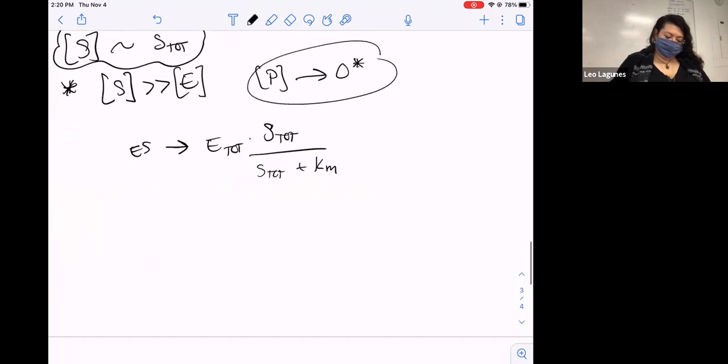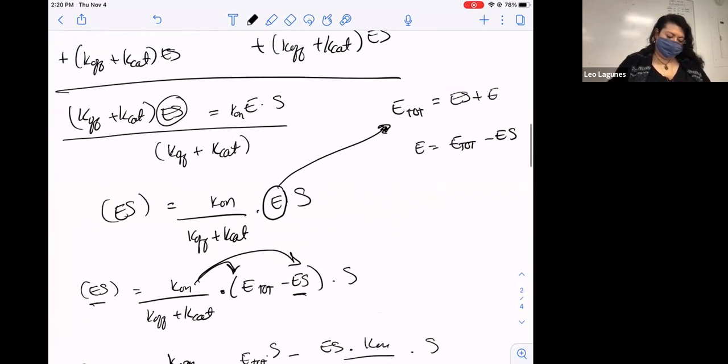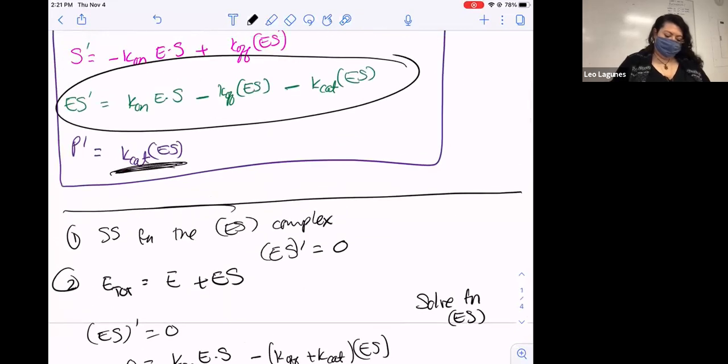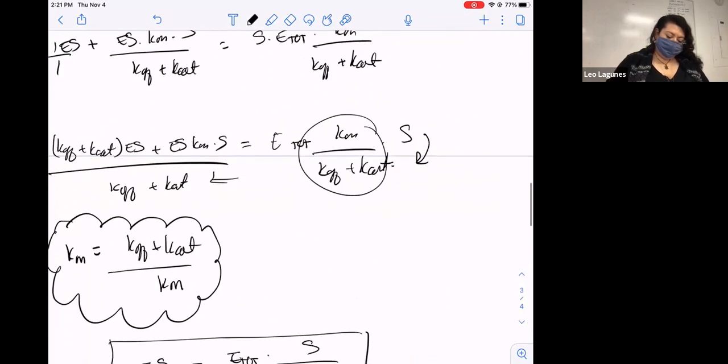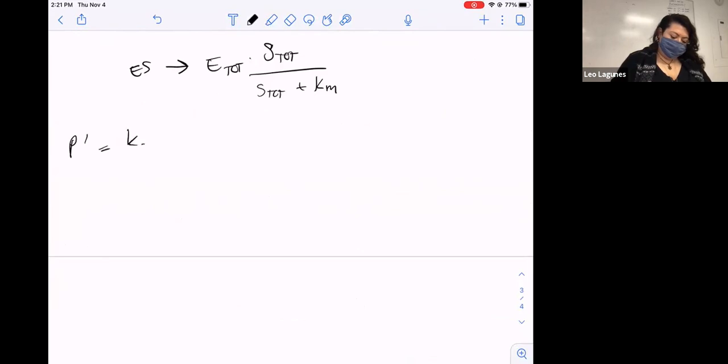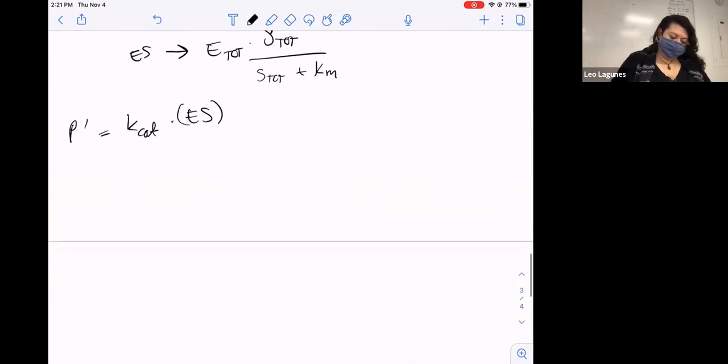Okay, and then the final part is we're just going to look at P prime, because that's what we want, right? We want to know how much product we get. So the derivative for P, P prime, is equal to K cat times the complex, which we now have. So I'm just going to copy that down. K cat times the complex, which we now know because we just solved it. So P prime is now going to be K cat times, and I'm just going to rewrite all this.